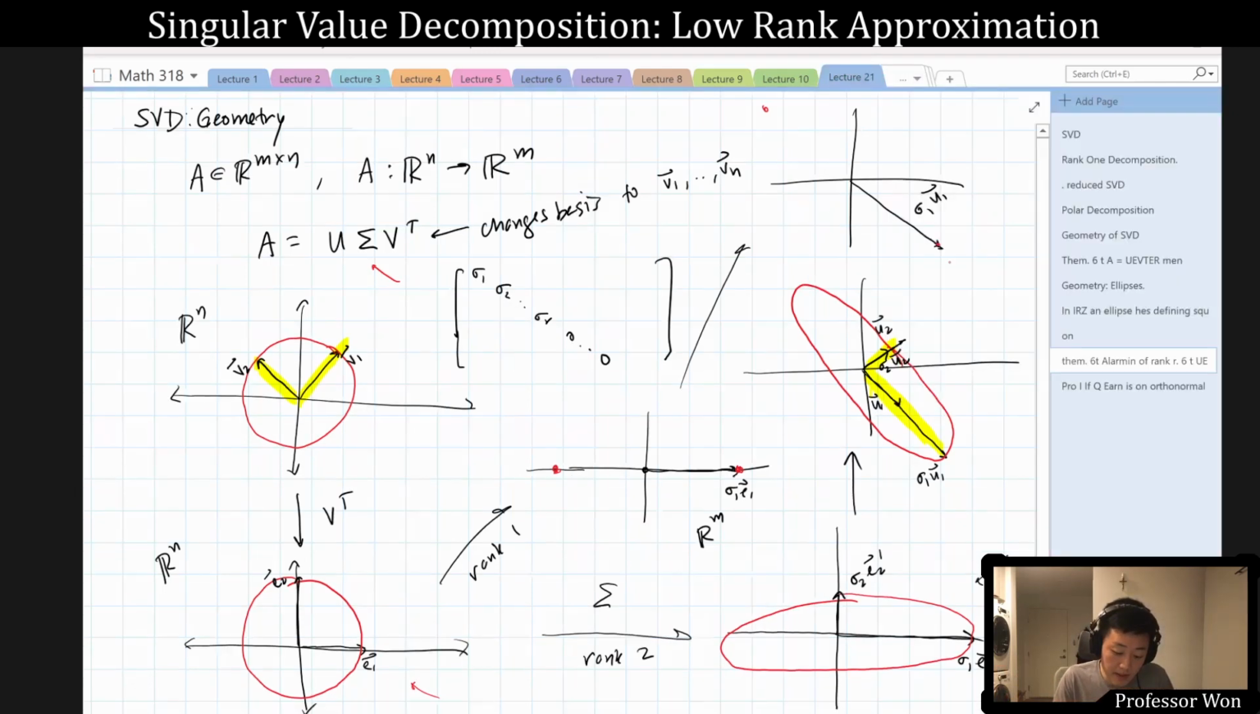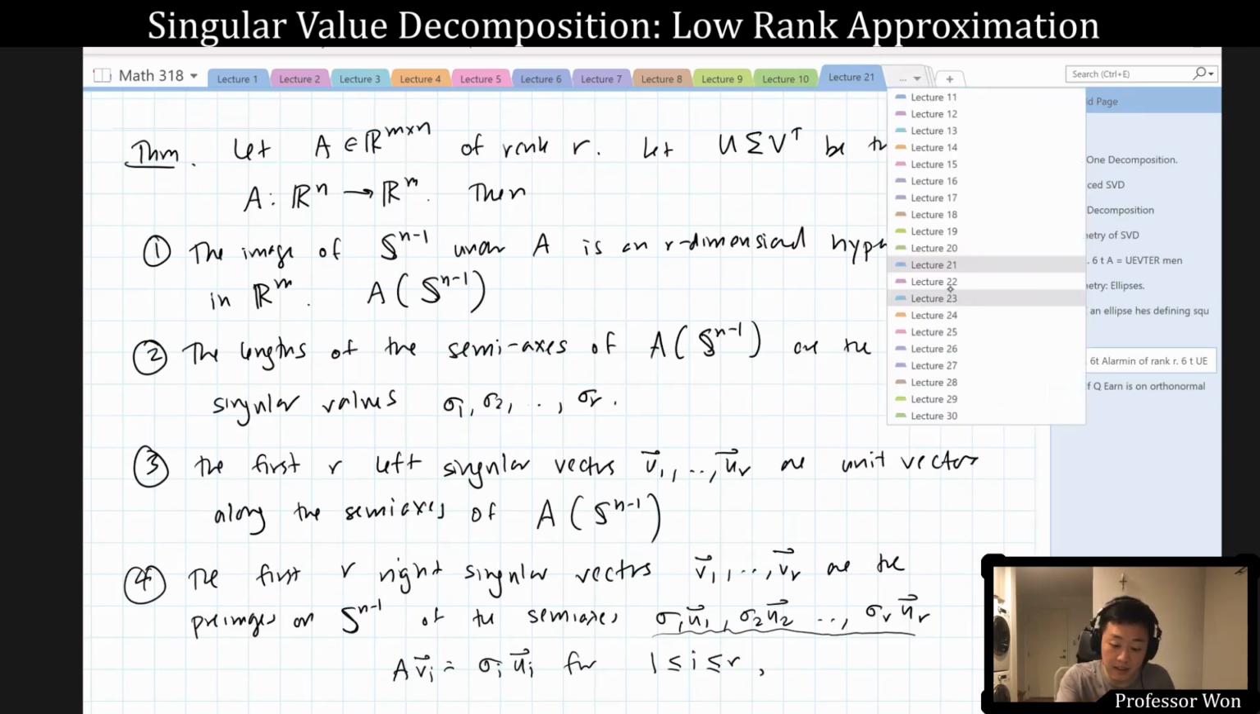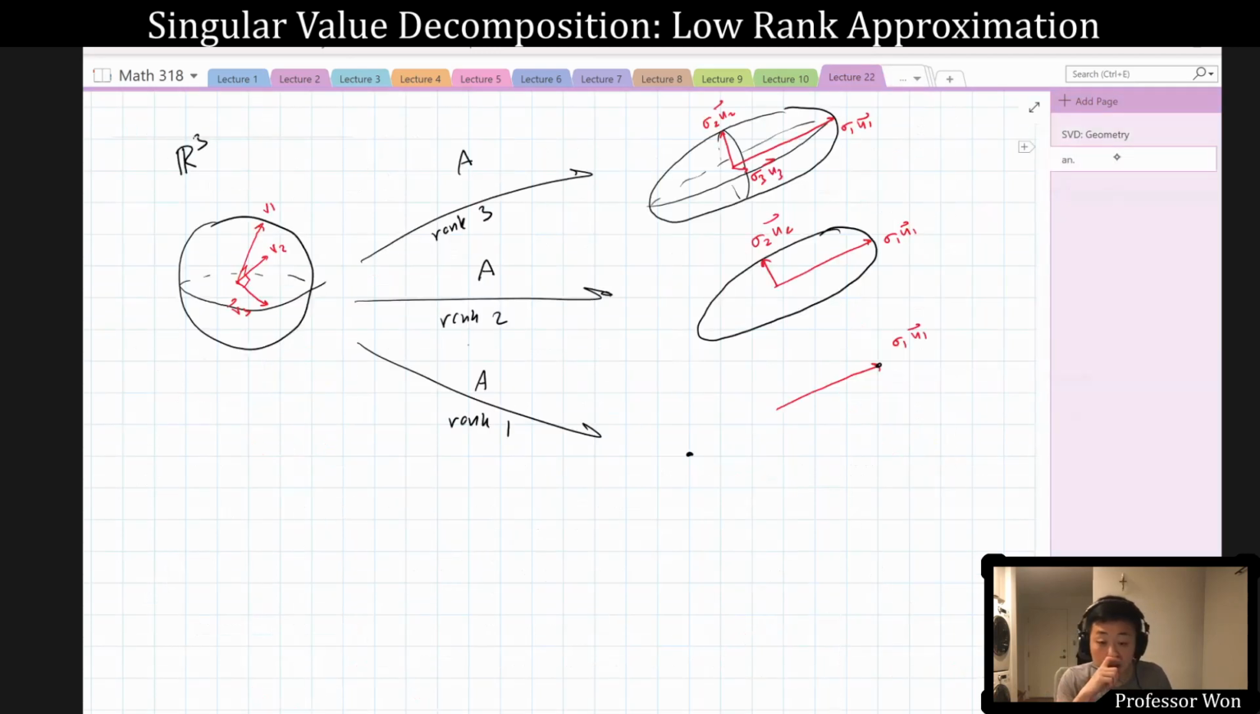Back to here. The first r left singular vectors are the unit vectors along the semi-axes. That's what we were seeing somewhat in this picture, right? The point is that only the first r things are not going to 0. So the first r things are determining the hyperellipse that you get sent to.